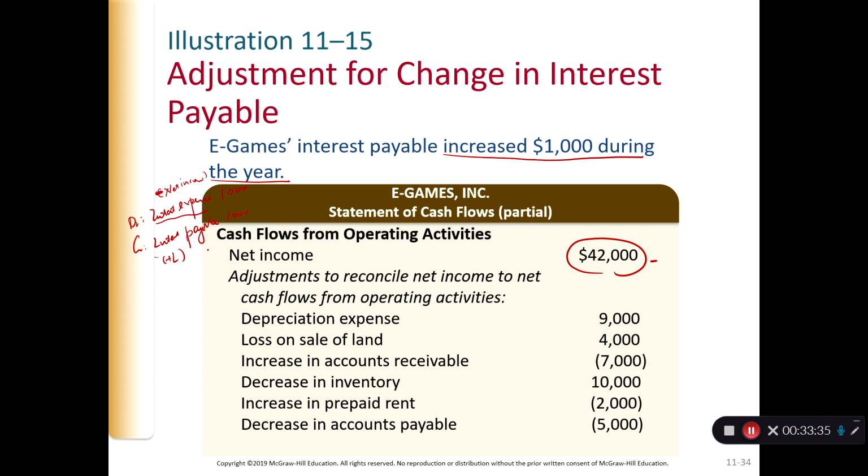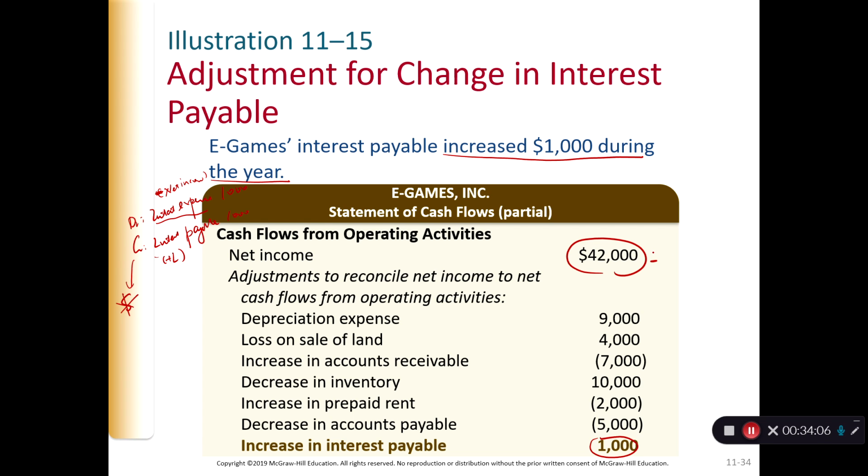In other words, the $1,000 increase in interest payable reduces net income because of the interest expense, but has no effect on cash. So in other words, there's no effect on cash. Therefore, we want to add it back, $1,000, right? Although it's embedded in the $42,000, it has no effect on the cash. So therefore, we add it back.